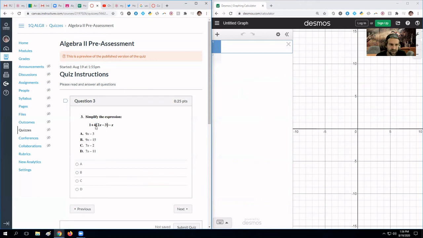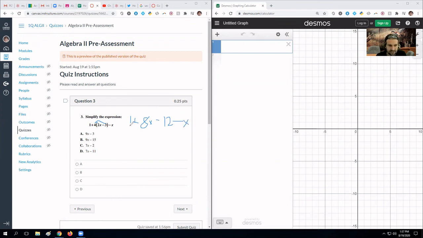Right here, simplify the expression. So we need to FOIL it. I'm going to take my annotating out, practice my skills here on Zoom. So we got to distribute here. We're supposed to get drawing tablets, so this will become easier. So we get 1 plus 4 times 2x is 8x. Oh, can't wait for us to get these stylus here. Minus 4 times 3 is 12. Minus x. Lovely handwriting here.